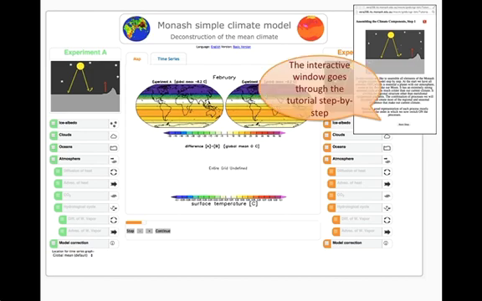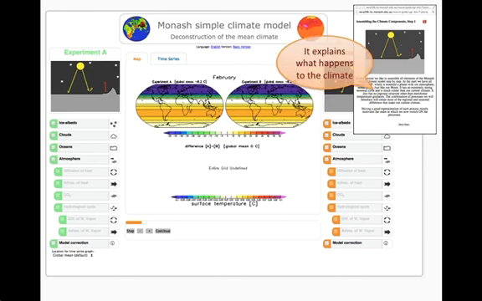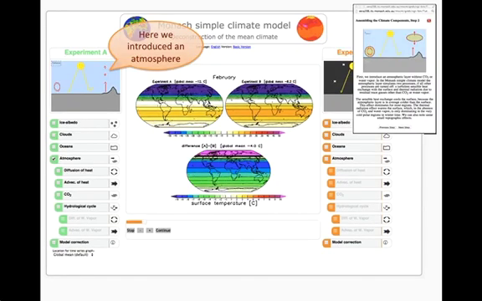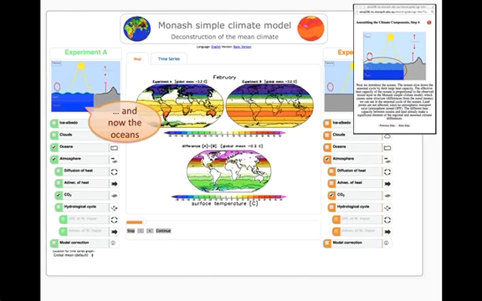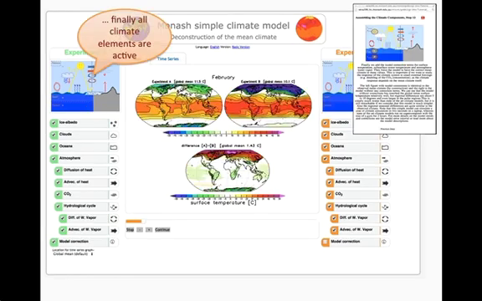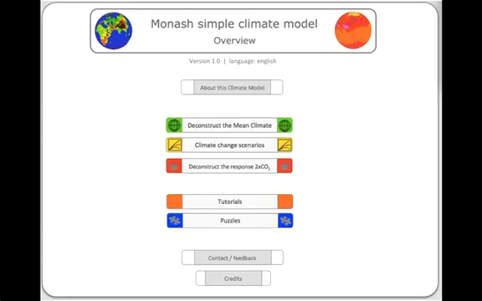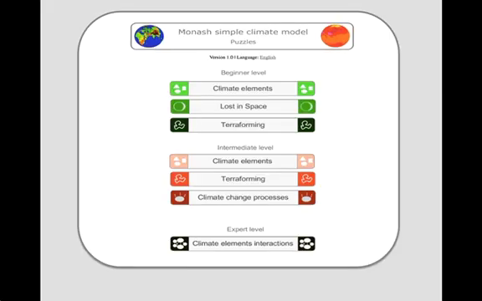And here you can see you have a window where you can go through step by step. It explains to you what happens when you change something or you put in something into the climate system. First here we introduce an atmosphere, and then we can introduce an ocean. And finally we have all the climate elements together, and we see we have a realistic climate. And then at the end we can do some fun challenges or puzzles.